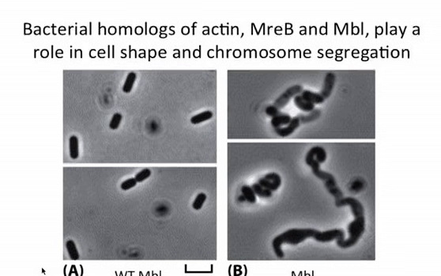So then there's also a bacterial homologue of actin, well, two of them, MreB and MBL, and they play a role in cell shape and chromosome segregation. And so this is just an experiment where they have wild type MBL and MBL deficient mutant bacteria. And so you can see here just this normal rod-like shape, and then you have cell division happening. And here, the shape is all messed up, and they're not dividing; they're getting stuck together.